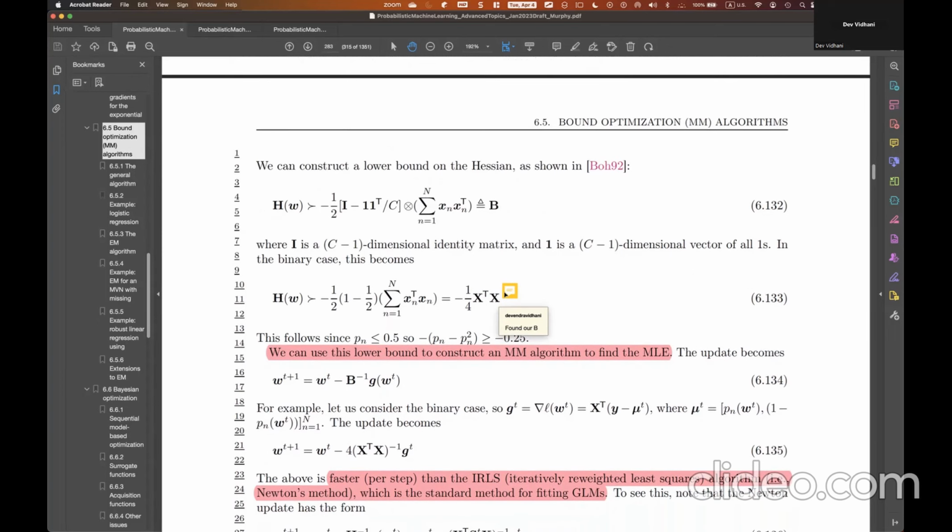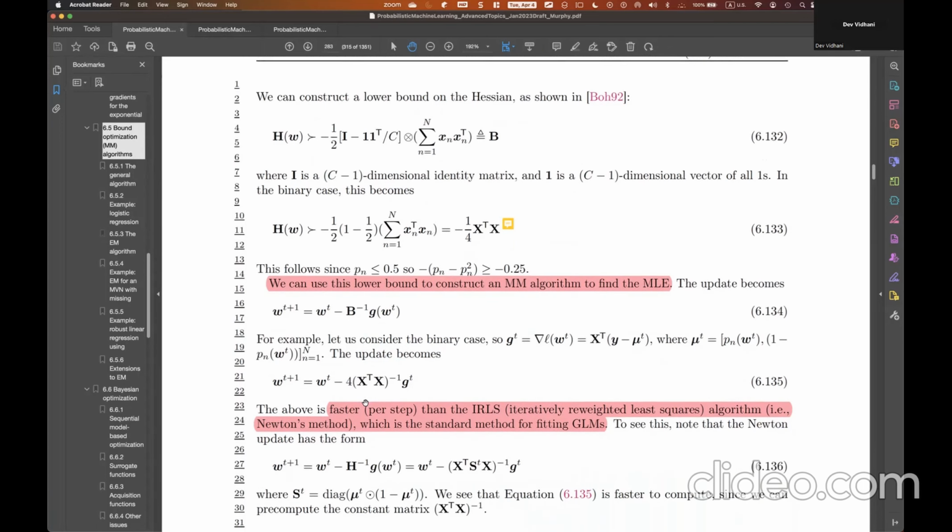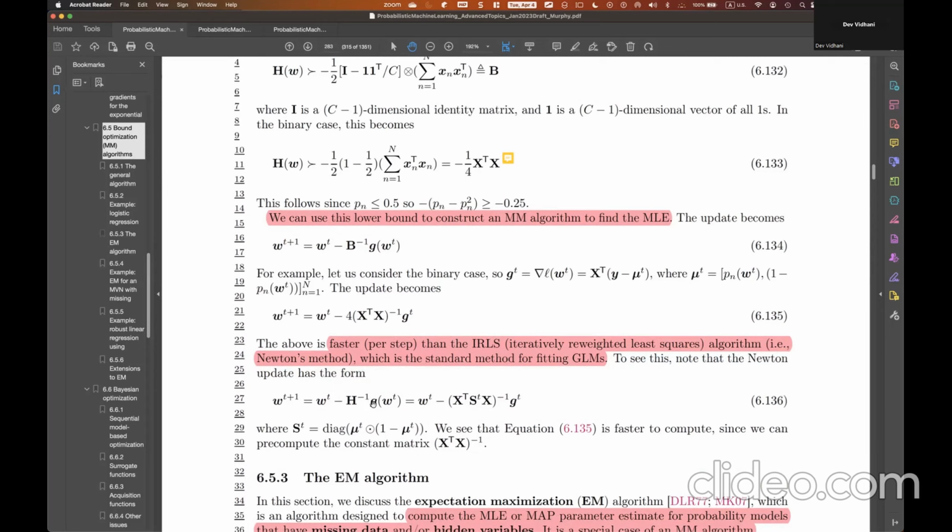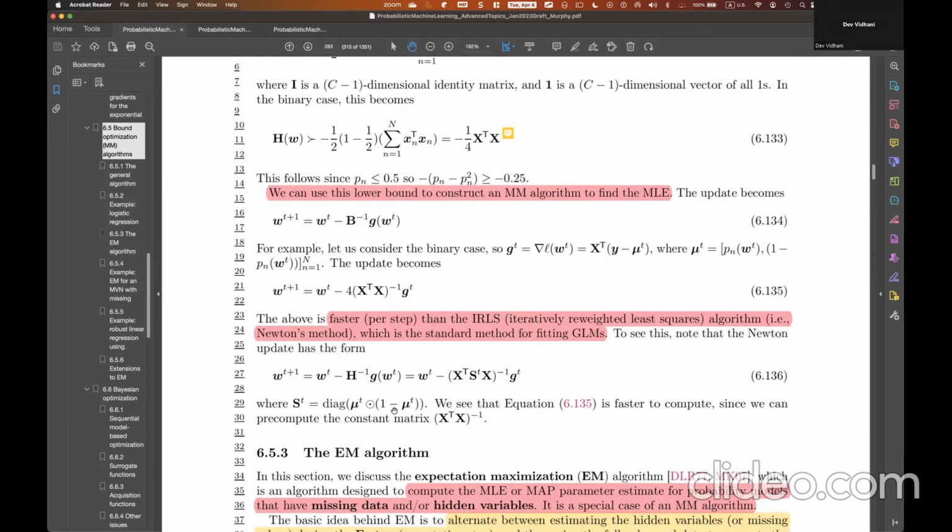So we found our B, and essentially you have only one single matrix to work with rather than different Hessians at different points. Then you keep on optimizing your W based on this one matrix lower bound, and approximate the parameter for which the function will be maximized, in this case the negative log likelihood.